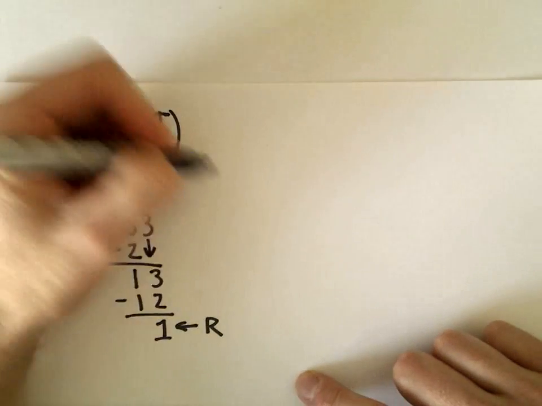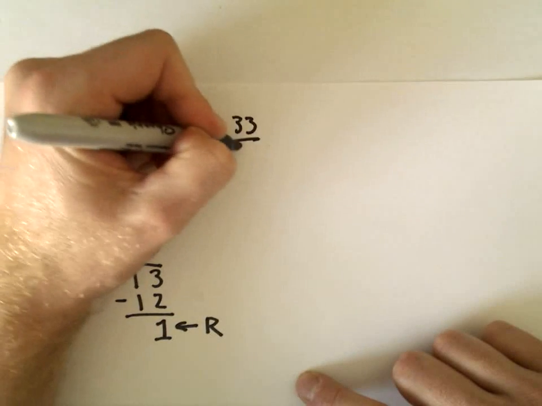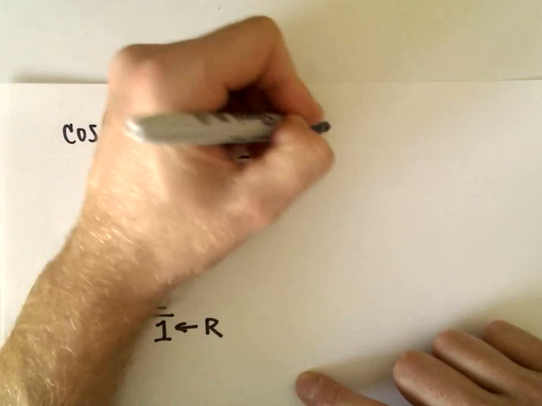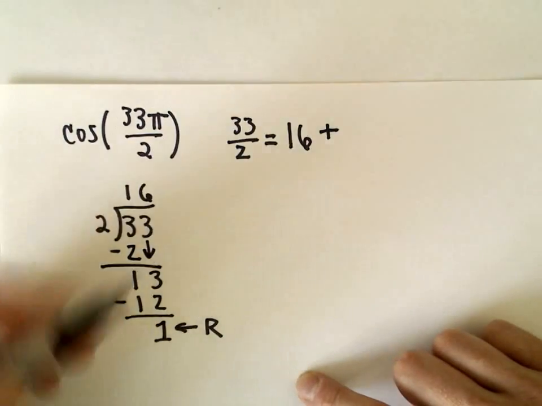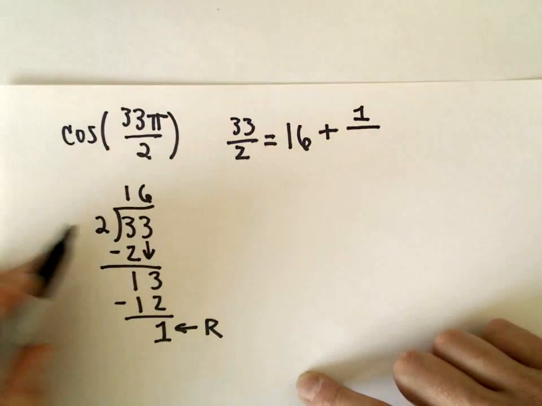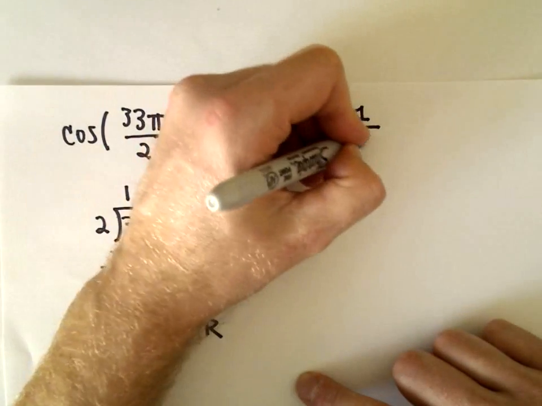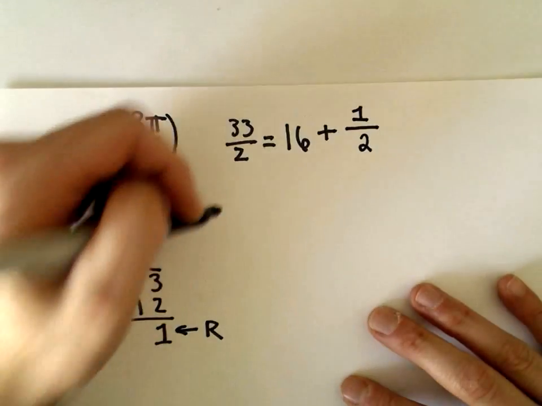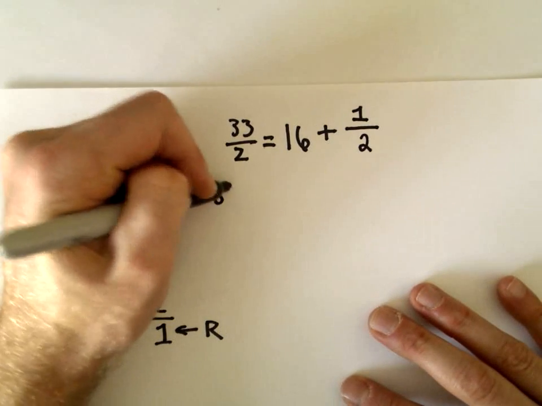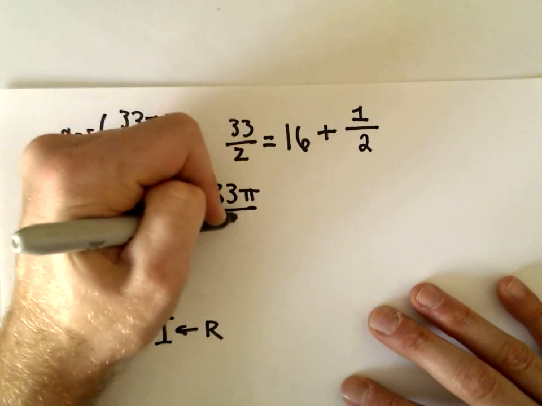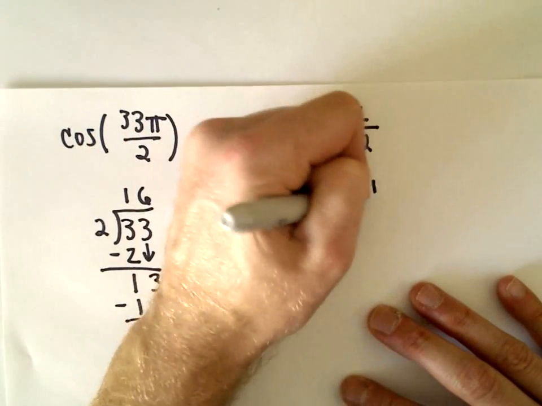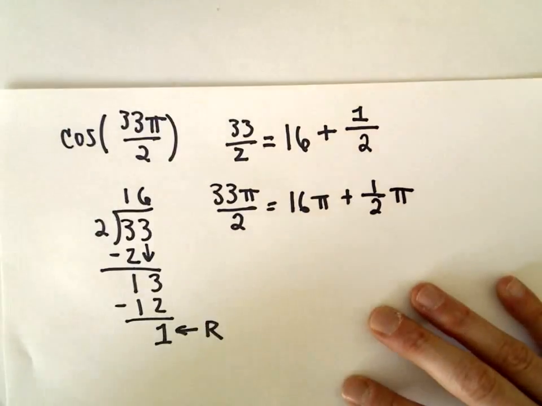So it says that I can write 33 divided by 2 as 16, plus the remainder, which is 1, over whatever we divided by, which is 2. So okay, actually this one's going to look a whole lot like the example we just did. Likewise, 33 pi divided by 2, that's going to be 16 pi plus another 1/2 pi.